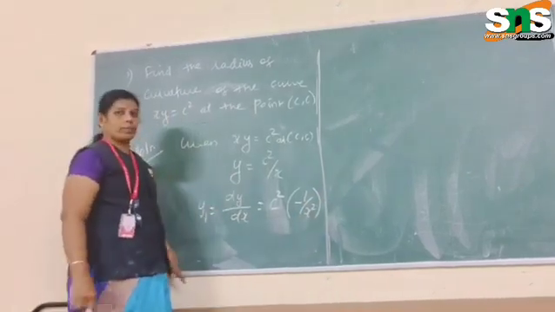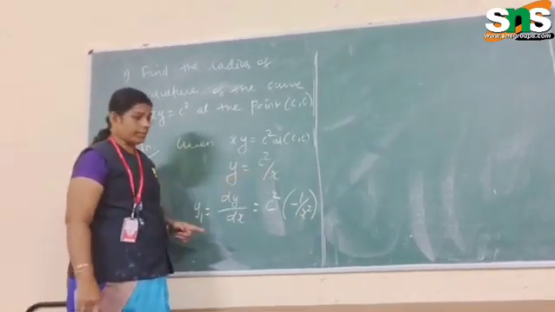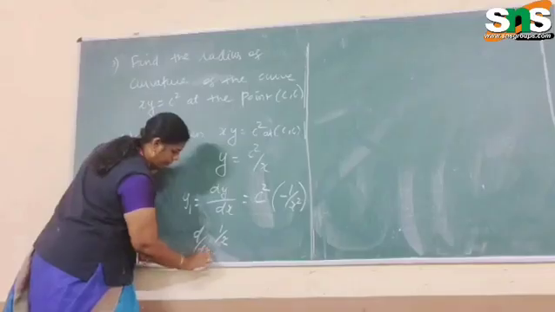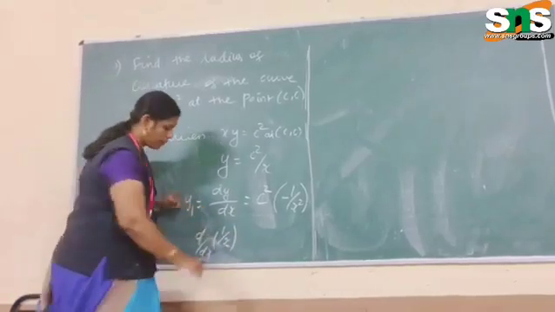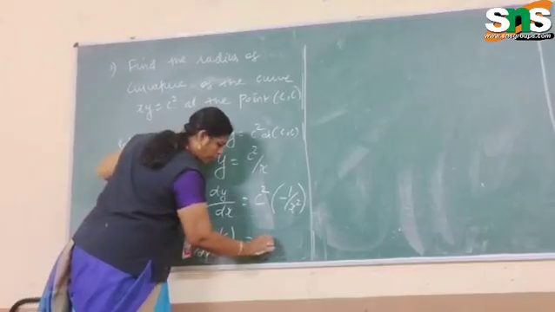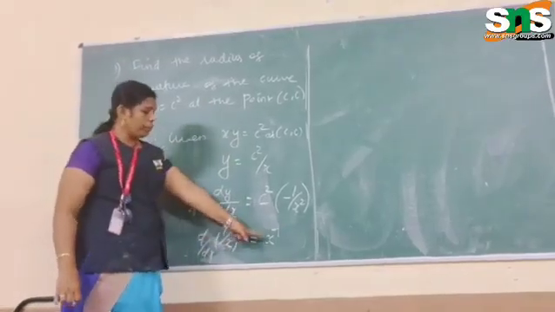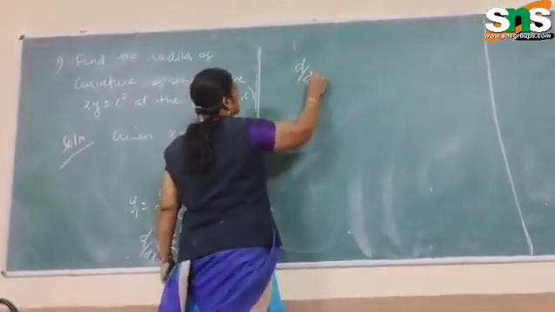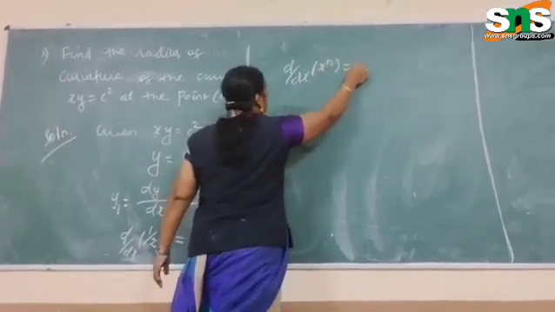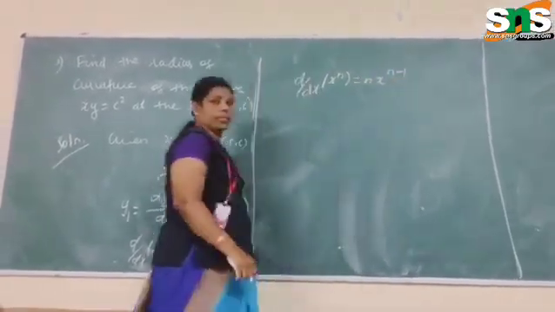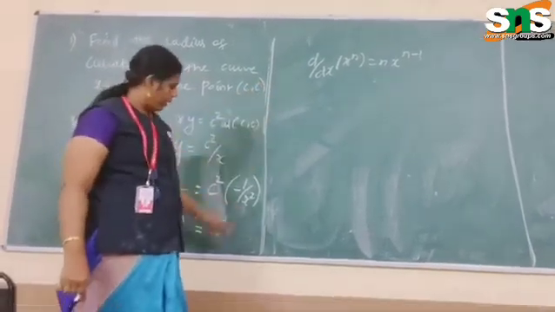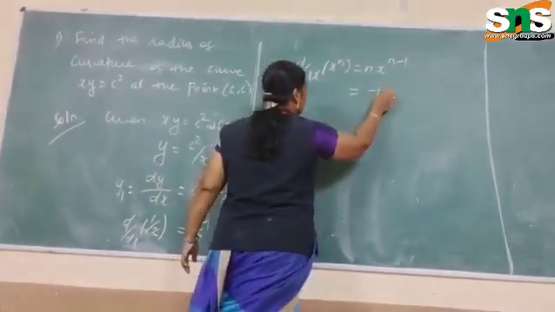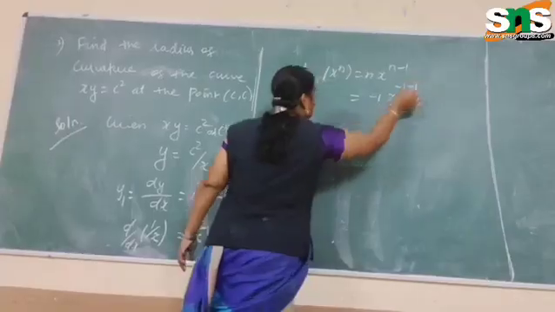How do you differentiate 1 by x with respect to x? First, this can be written as x power minus 1. As usual, the differentiation formula: d by dx of x power n equal to n into x power n minus 1. Here we have x inverse, so differentiating with respect to x, we get minus 1 x power minus 1 minus 1.